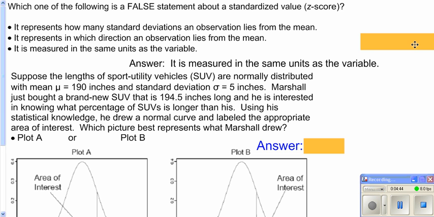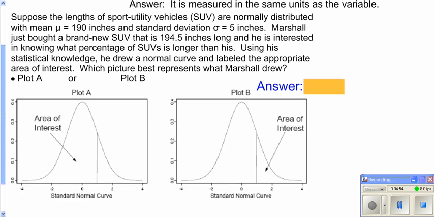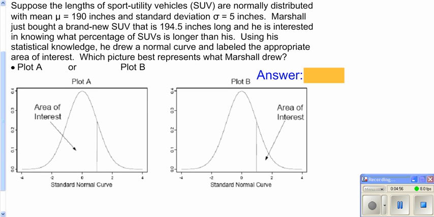And so that's the problem here. It says it has the same units as your variable. And your z-score is just the number of standard deviations you are above or below your mean. There are no units involved. So pause the video, read through this one here.